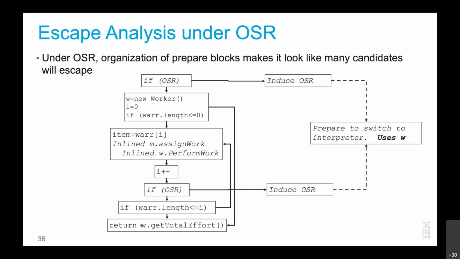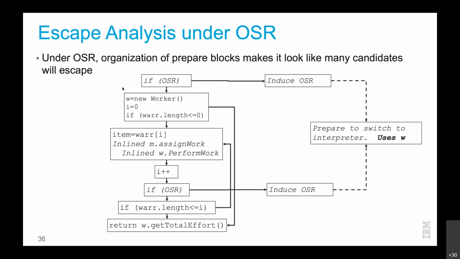So at the entry to the method, there's a check if OSR needs to happen. And if it does, then it immediately branches to an induce OSR block. Otherwise, it begins to execute the loop that was contained in that method. And it invokes an inlined method for assignWork and the worker's performWork method. And it increments the counter and goes around to the top of the loop and repeats that.